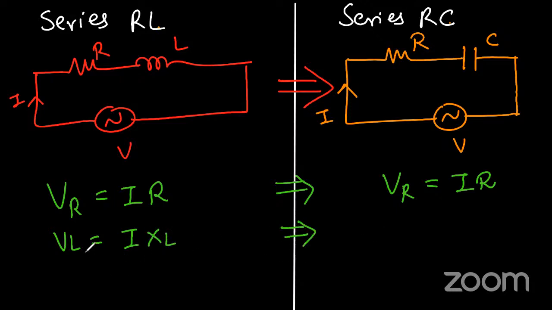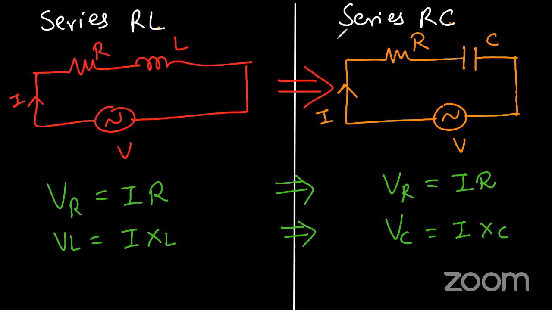What will happen here? See, here there is VL. Is there VC? Because we don't have a capacitor, no need to write VC. Here VC is not required. Here is there VL? No, because there is no inductor, so no need to write VL. So replace L by C. So here, replace L with C. So what will you get? You get VC is equal to IXC.